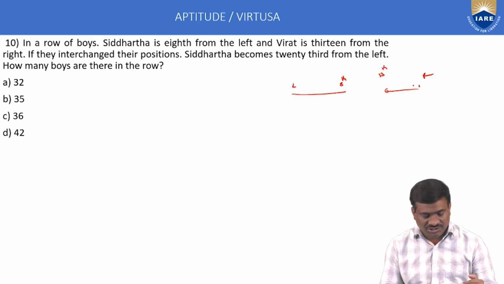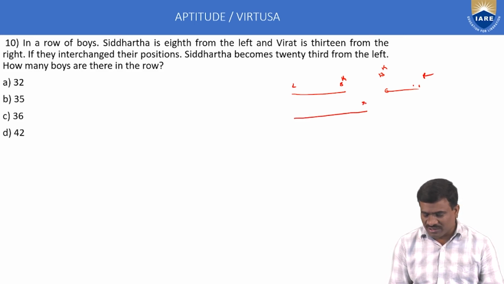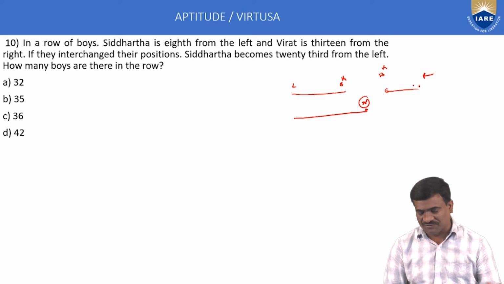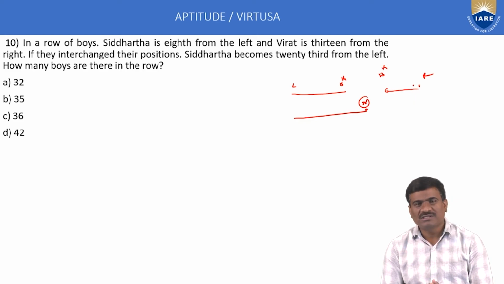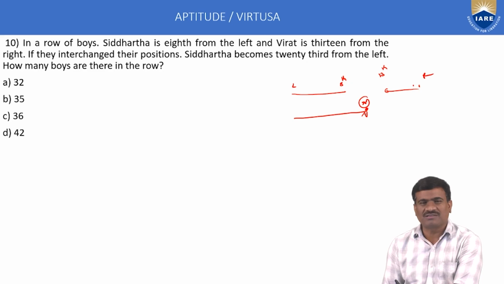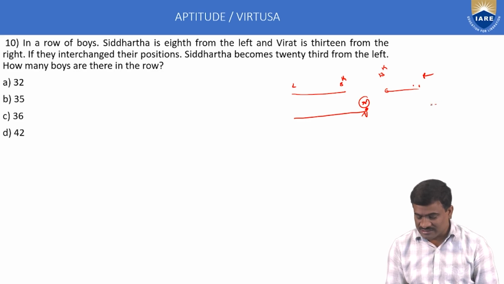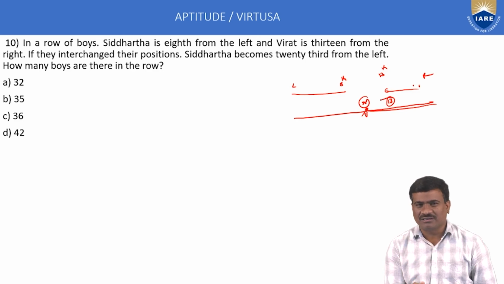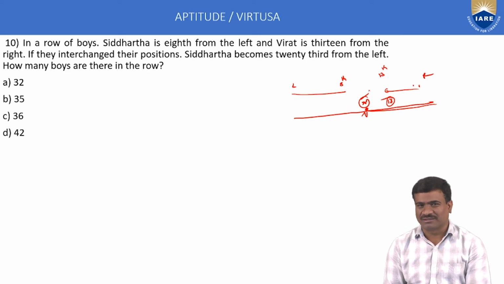If they interchange their positions, Siddhartha is 23rd from the left. Interchange their positions: now Siddhartha takes Virat's place, and Virat takes Siddhartha's place. Siddhartha is in the 23rd position from the left end. Similarly, from the right end 13th position. After interchanging their positions, left 23rd, right 13th.